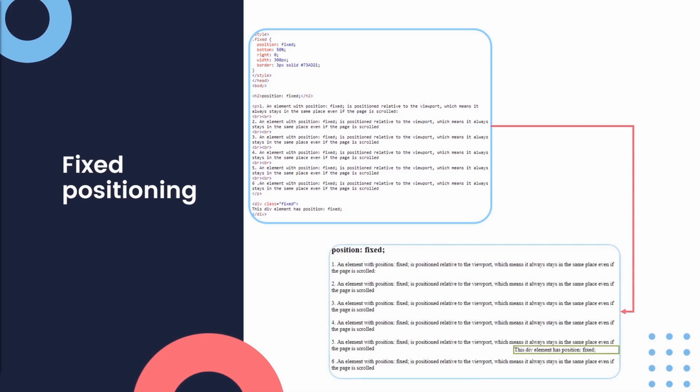Now there's not much to go on here, so I do have a slight demonstration of how fixed works in the next slide. What you'll notice here is that we call fixed in our position when we specify that property, and then we give it a bottom parameter of 50%, and then we set the right attribute to 0.